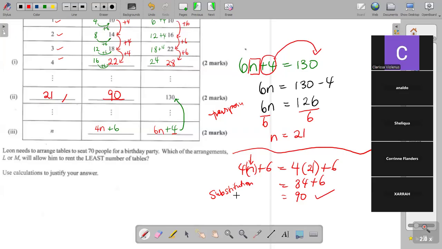Don't worry, we're going to do enough practicing. But I just want to make sure everybody sees the two things that we had to use. Everybody got it? If you got it, say got it. So the first step, to find n, we transpose. The second step, to find the other answer, we substitute.